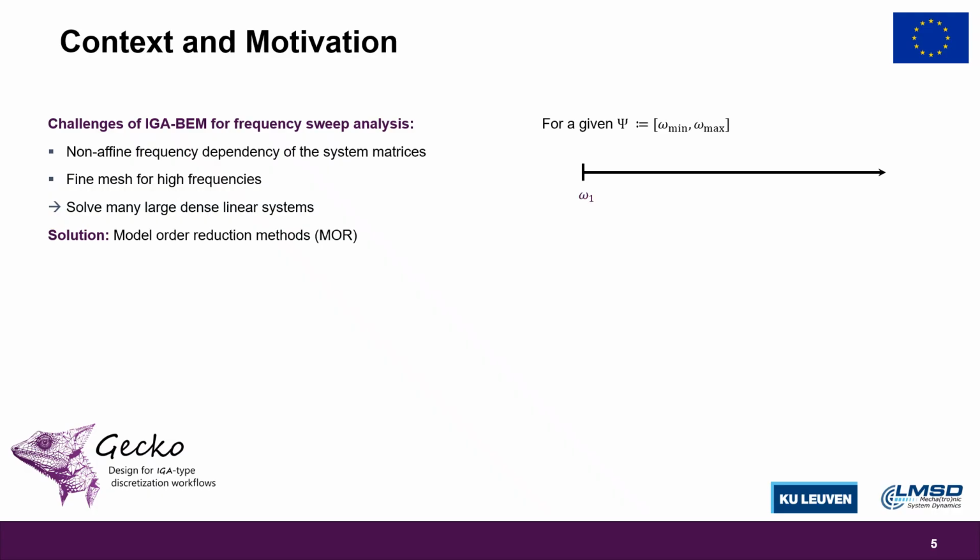So for instance, for a given frequency band psi, for omega 1, we have to assemble the system matrix and solve it, and then we move to the next frequency step, omega 2, and as the IGA-BEM system is non-affine and dense, that means here we have to assemble it again from scratch and solve it again. And this goes on until we reach omega max.